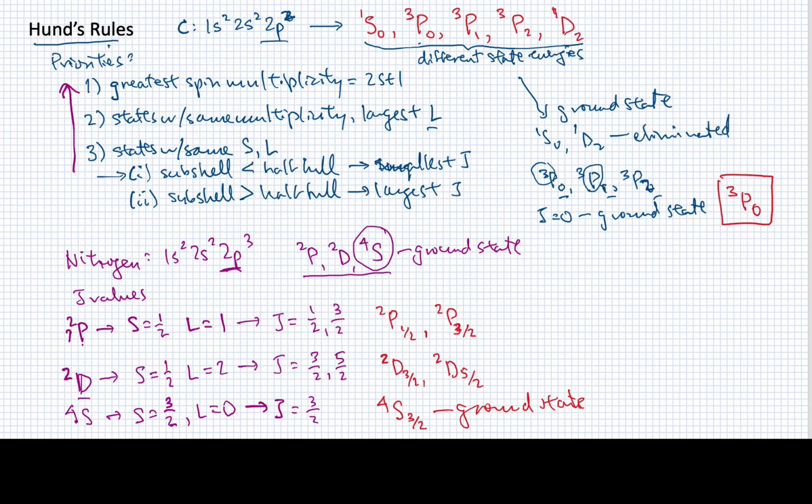for the nitrogen atom. So I hope this helps you navigate through some of these issues when it comes to Hund's rules and the various terms, so that you can identify what the ground state is for any atom that you might find in the periodic table.